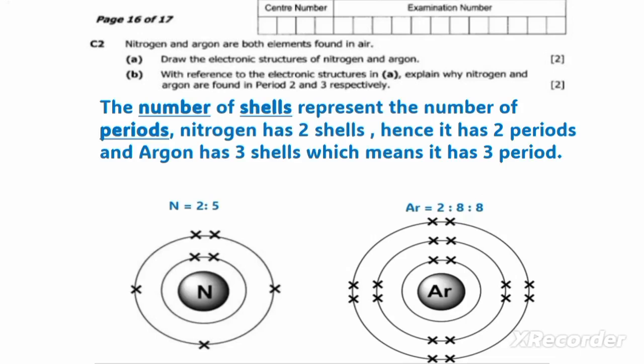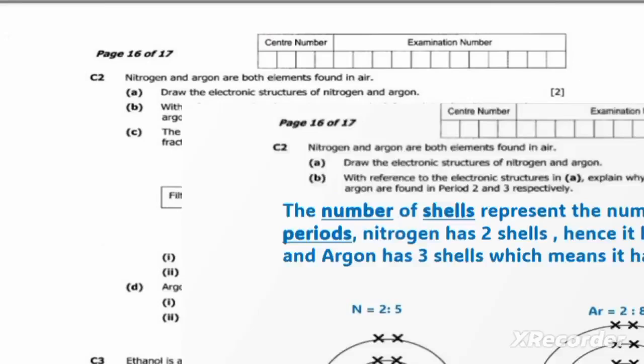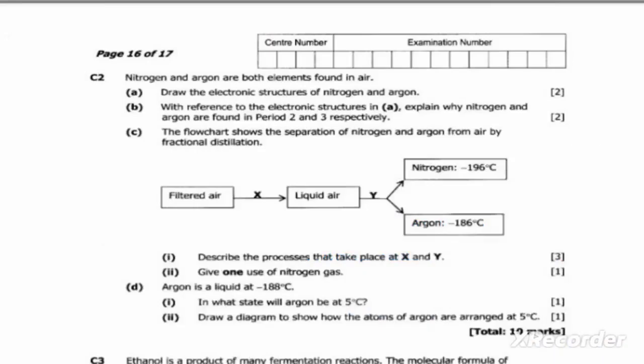Nitrogen has 2 shells, hence it has period 2. Then argon has 3 shells, which means it has period 3. So we have answered this question. The question is carrying 2 marks. Let us move to the next question, which is question C.